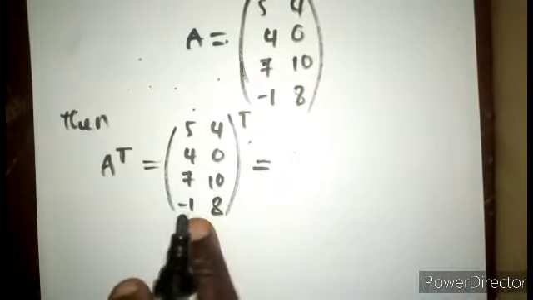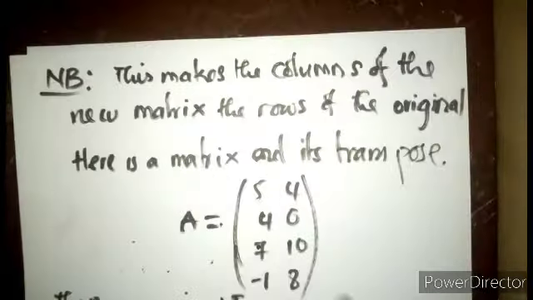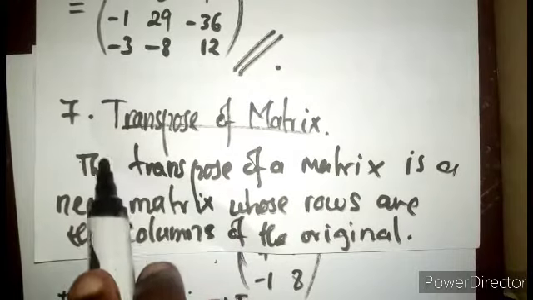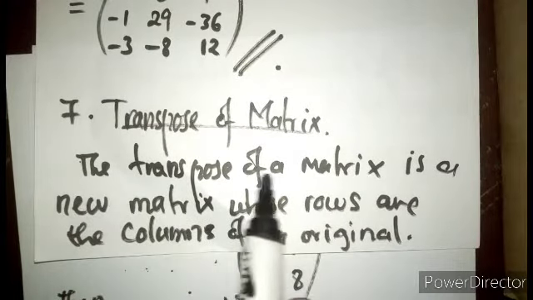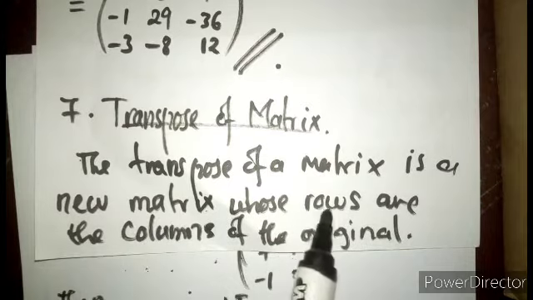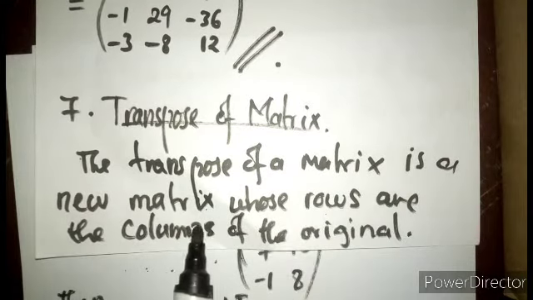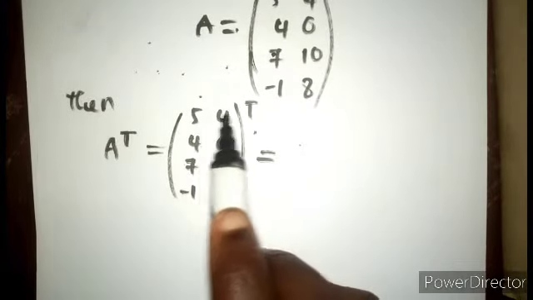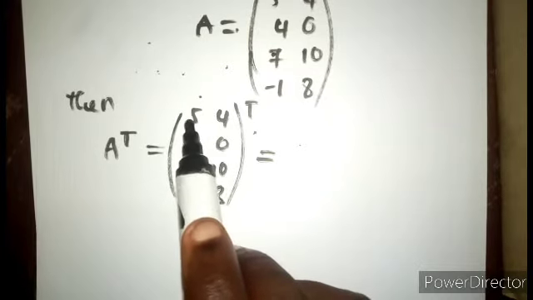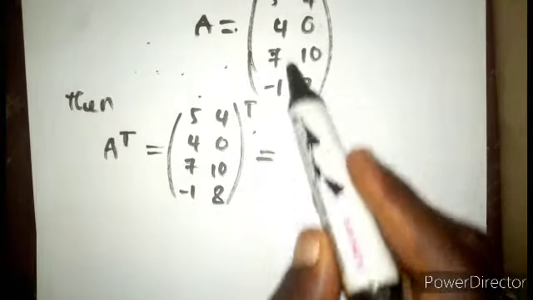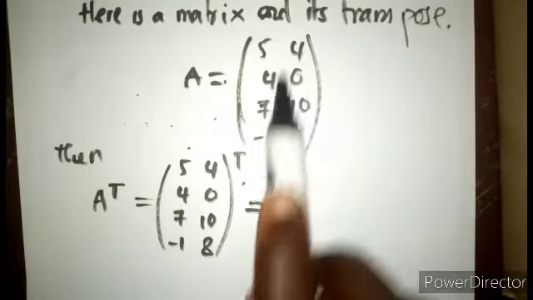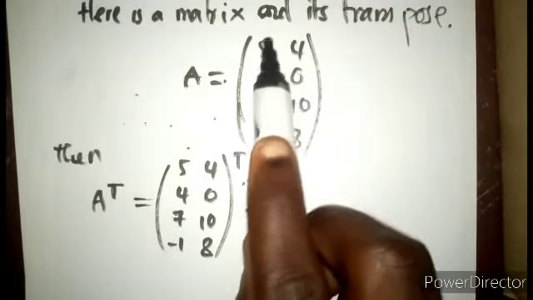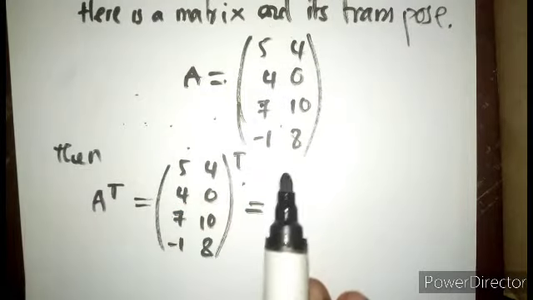Okay, the transpose of this, you see, you're told that the transpose of a matrix is what? The new matrix whose rows are what? The columns of the original. Now, these are the rows, these are the columns. This is the original matrix. These are the columns of the original matrix. Now these columns are going to become the rows of the new matrix.